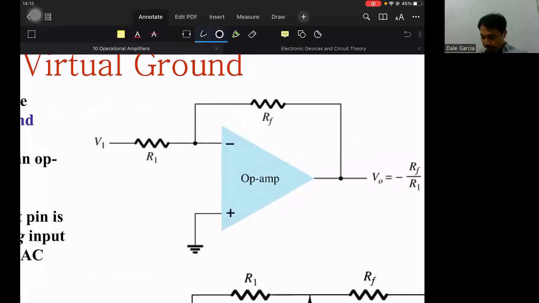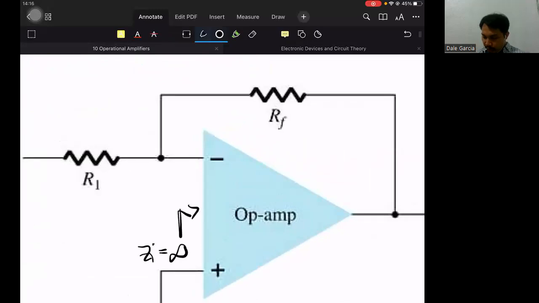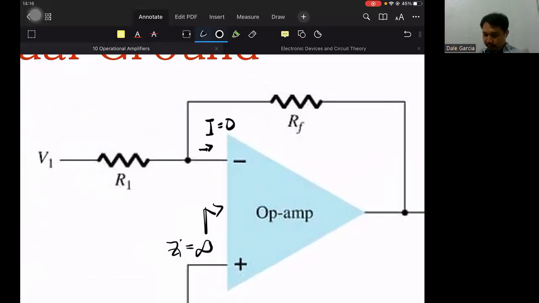Again, input impedance is infinity, meaning the current that flows inside our op-amp is 0. So whatever amount of current is flowing here, that is also the amount of current flowing here. Let's say I1 and I2. So I1 is equal to I2 then.